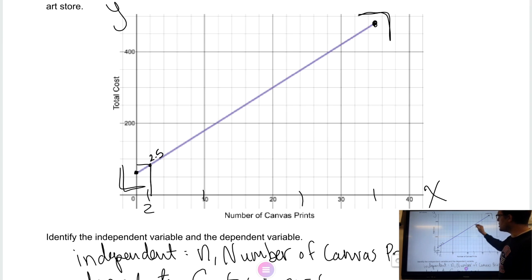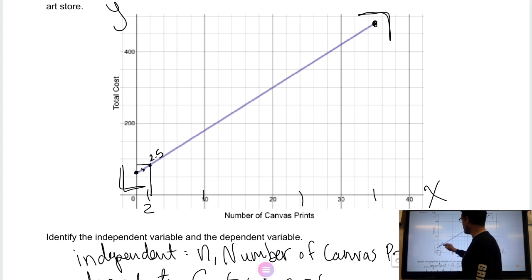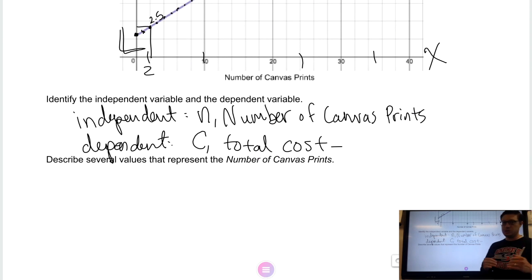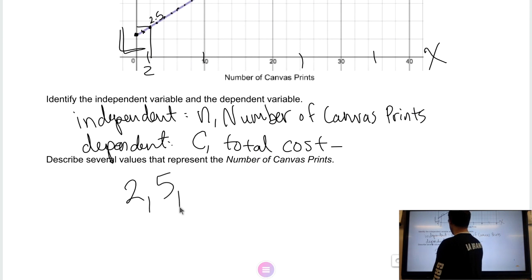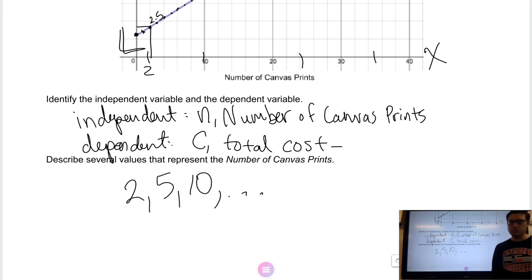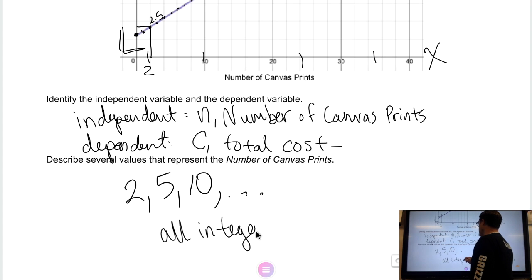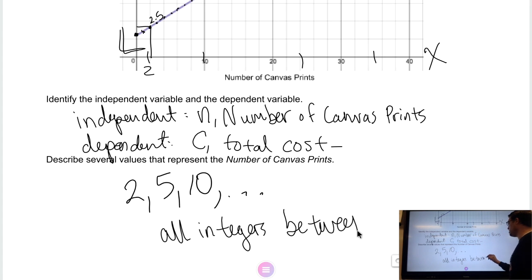So this line is an illusion. It's actually dots, specific dots at 0, at 1, at 2, at 3, 4, 5, 6, 7, 8, etc. My line's purple, your line is gray, but the line that goes through those dots doesn't technically exist, because when we talk about domain, 2, 5, 10, integer values are the domain. They're the number of possible canvas prints. So we could say all integers between 0 and 35.